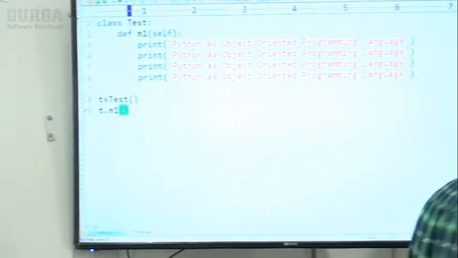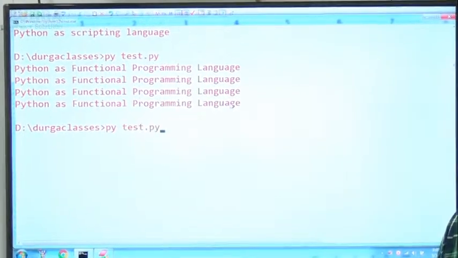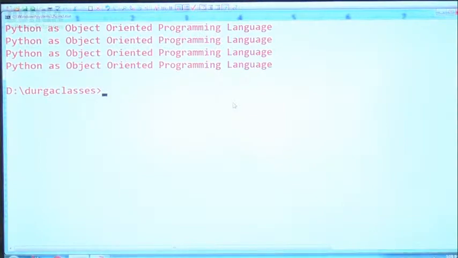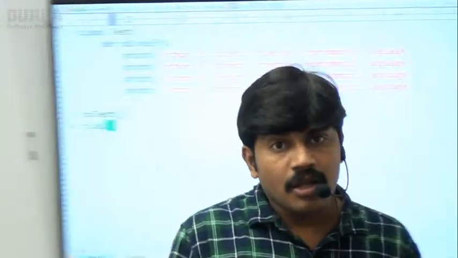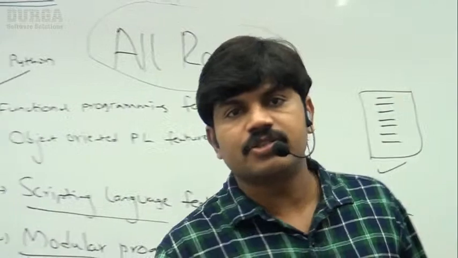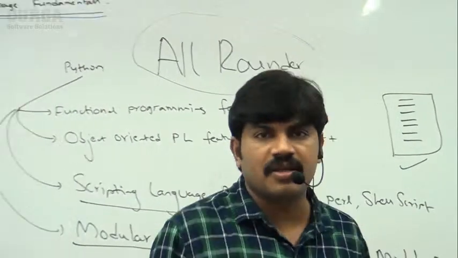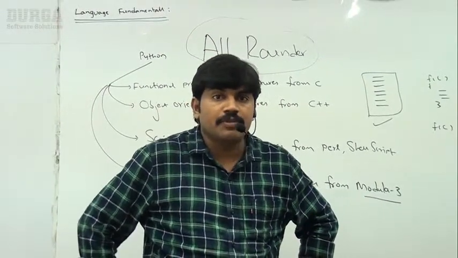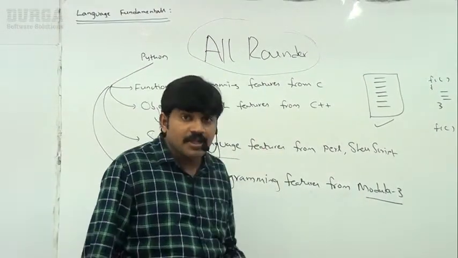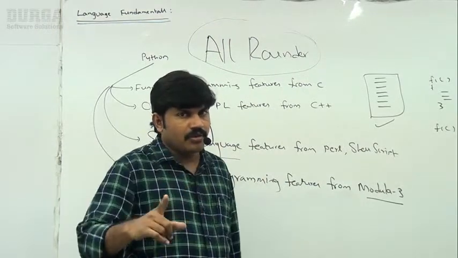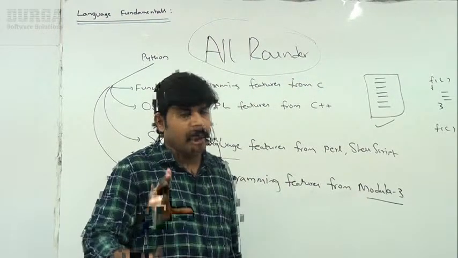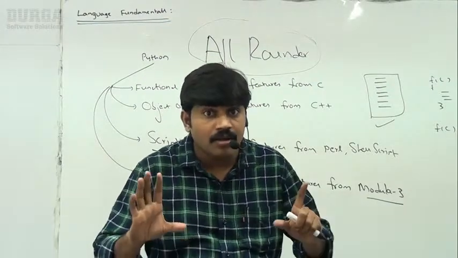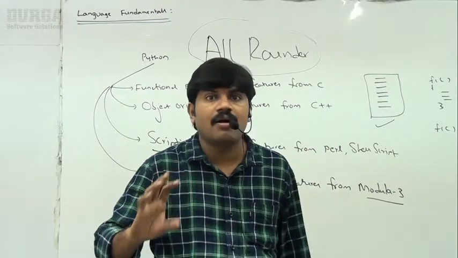That's it. Okay, now let me execute this code. Python, yes, object oriented. Python is an object oriented programming language, right? So now in the interview room, maybe there is a chance they ask the question: what is Python? Is it a functional programming language, or object oriented, or modular, or scripting language? Simple answer you have to tell: Python is an all-rounder. Are you getting? Python is an all-rounder.